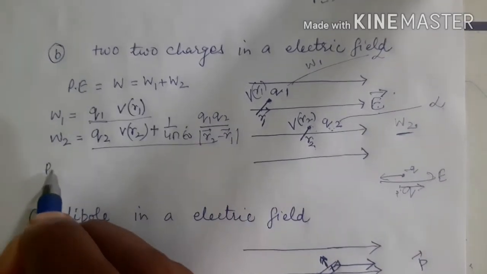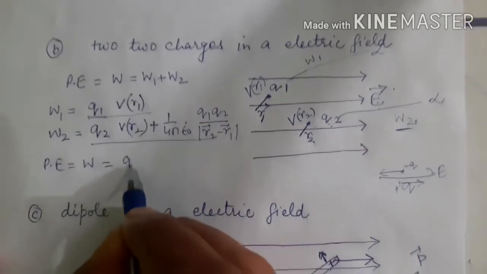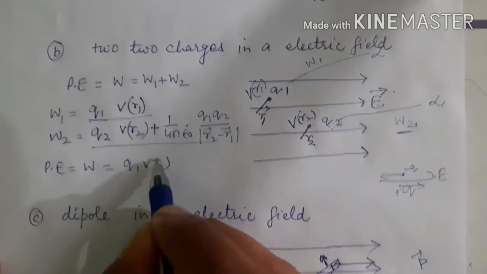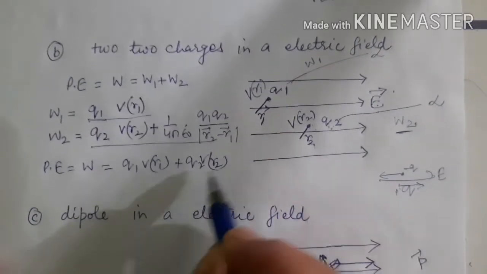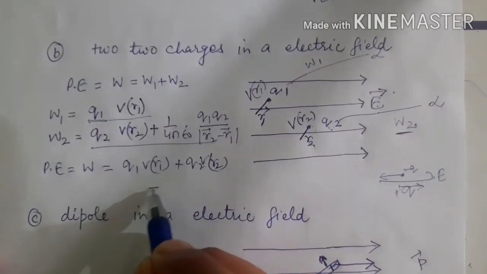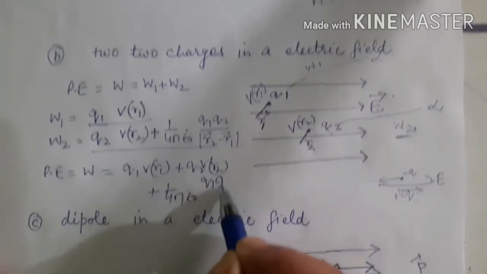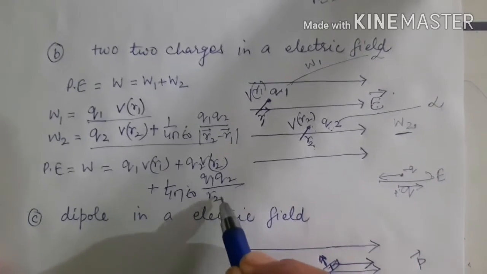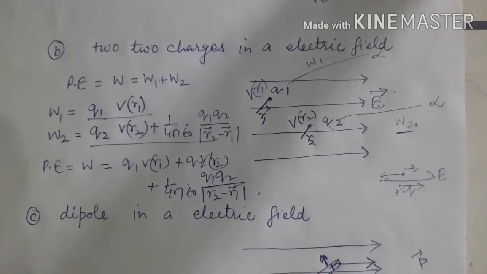So total work done will be equal to potential energy. So potential energy becomes Q1 VR1 plus Q2 VR2 plus 1 upon 4 pi epsilon naught, product of charges Q1 Q2 divided by |R2 minus R1|. So this is your potential energy for a system of two charges in a uniform electric field.